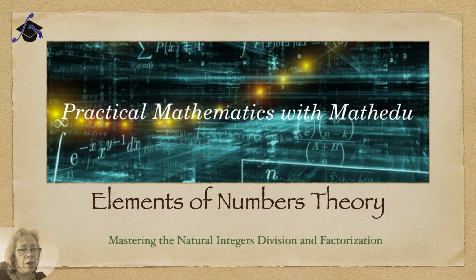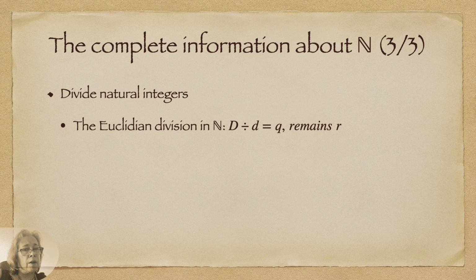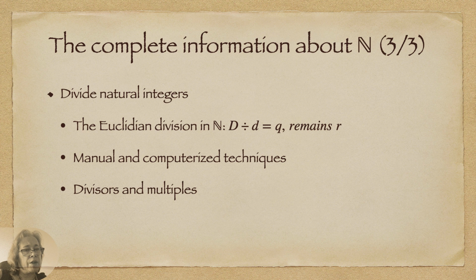Then we will make a course about elements of number theory that will be focused on mastering the natural integers, division and factorization. You will get the rest of the information about N, divide natural integers, the Euclidean division in N with a quotient and a remainder. You will see manual and computerized techniques for the Euclidean division. You will study divisors and multiples in positive integers and the prime numbers that are very important.